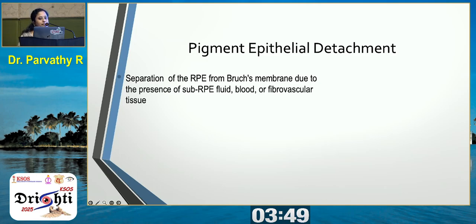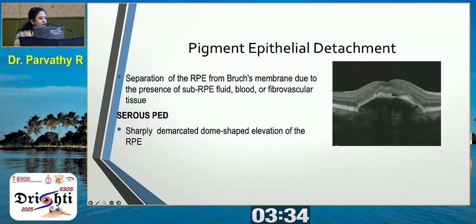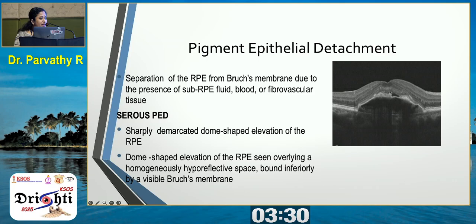Then pigment epithelial detachment, that is the separation of the RPE from Bruch's membrane due to the presence of fluid, blood or fibrovascular tissue. If the separation is due to serous fluid, it is called serous PED and is characterized by a sharply demarcated dome-shaped elevation of the RPE, and beneath it there will be a homogeneous hyperreflective space, and the underlying Bruch's membrane can be made out.